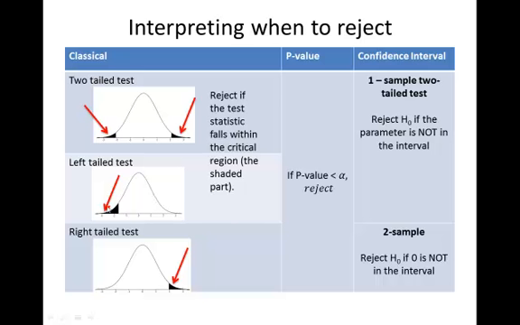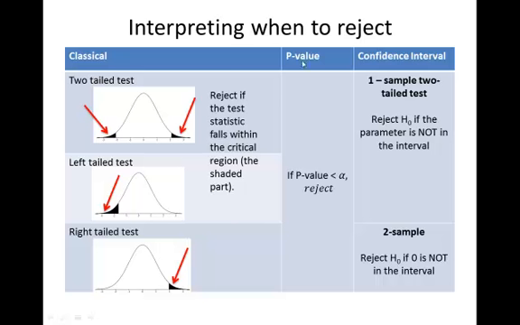If we have a left-tailed test, alpha, our significance level, is only on the left-hand side, and our critical value would be here. If our test statistic is smaller than this critical value, then we will reject. In our right-tailed test, alpha is on the right-hand side, and our critical value is here. And if our test statistic is greater than our critical value, then we will reject.